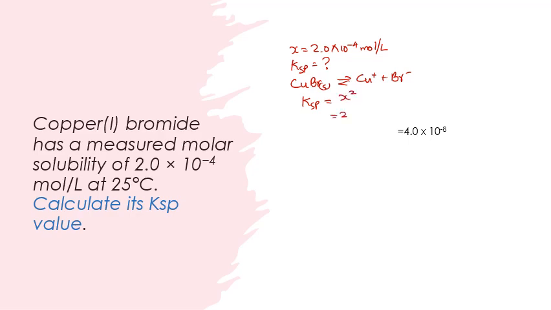So x is 2 times 10 to the power negative 4, to the power 2, and you will get the answer 4 times 10 to the power negative 8. If you are writing the Rice table, you can go through the Rice table and you will get the same formula, Ksp equal x squared, and then you can substitute. Okay. And now let us see one more example.